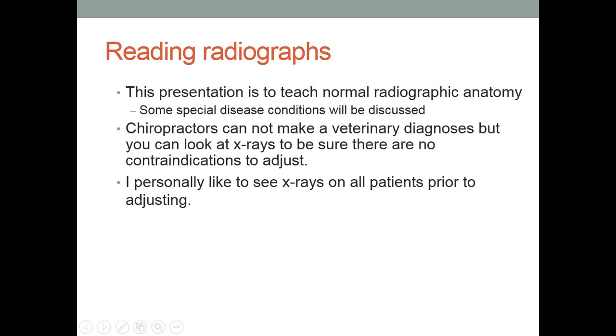I always request people bring in to my clinic when they come in with their animal, one, current proof of rabies vaccination for my protection and my staff's, plus it's a Texas state law. That's something we can discuss later on, but basically all animals are vaccinated against rabies. And the second is I like to see x-rays, because I want to see if there are any contraindications to adjust. It also helps me identify specific subluxations.